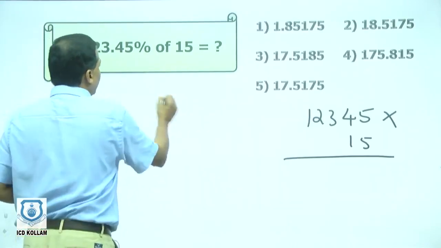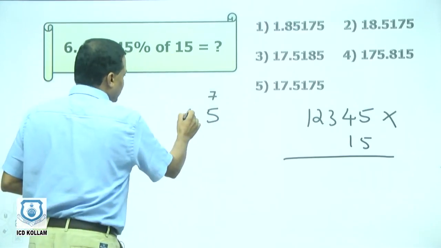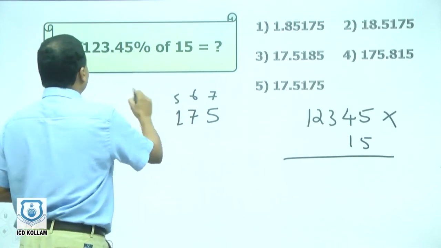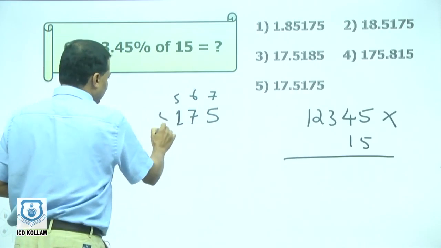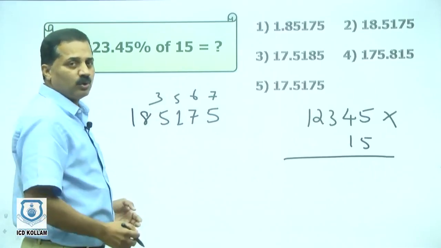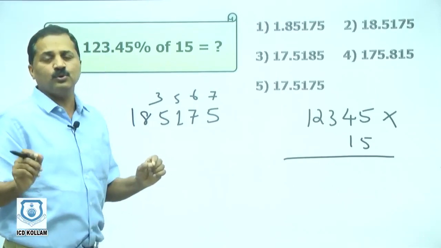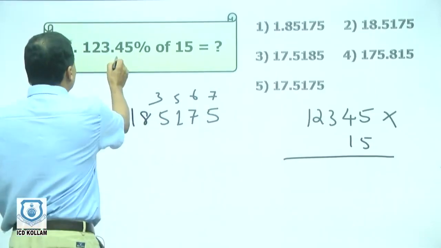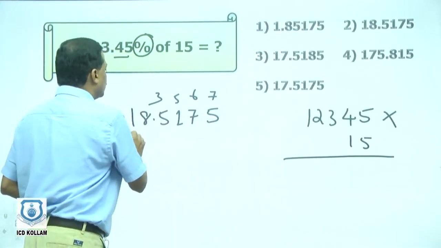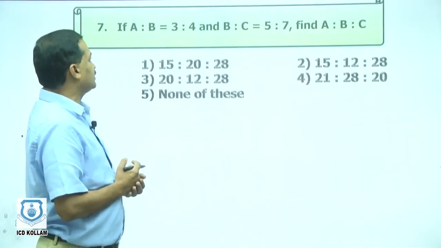15 5s, 15 into 5, 75, balance is 7. 15 4s are 60 plus 7, 67, balance is 6. 15 3s are 45 plus 6, 51, balance is 5. 15 2s are 30 plus 5, 35, balance is 3. 15 1 is 15 plus 3, 18. So the basic value as the answer is 1,85,175. Now all you need to do is to adjust for the decimals. 2 decimals here, 2 decimals for the percentage. So total 4 decimals. Put 4 decimals to the left. 18.5175 is your answer.